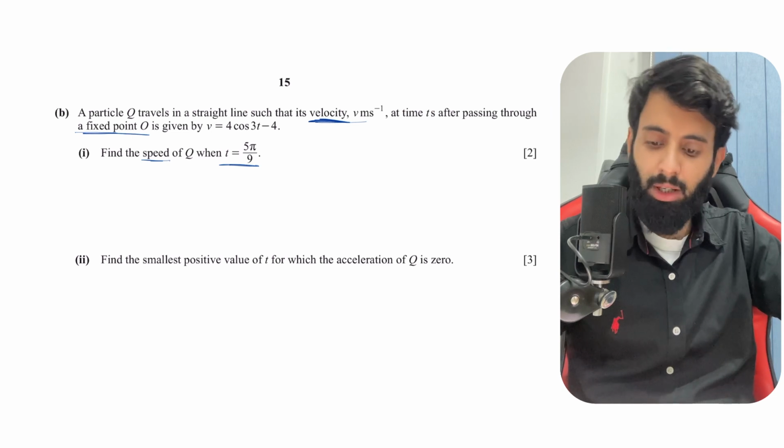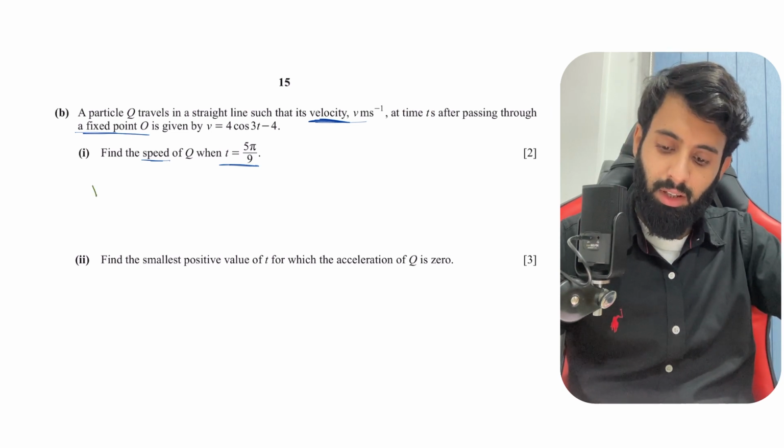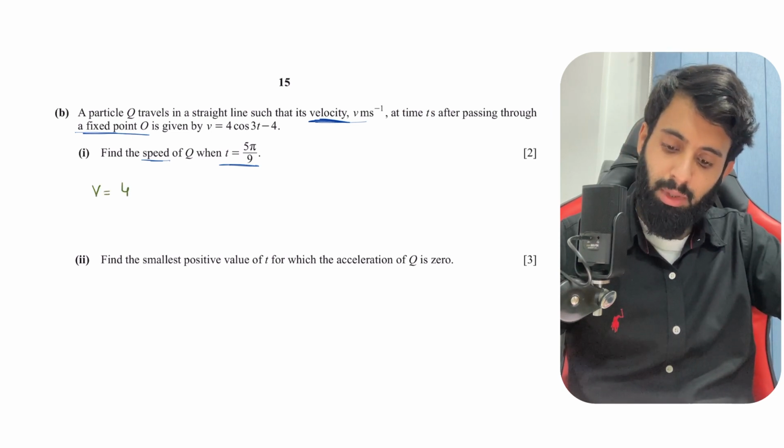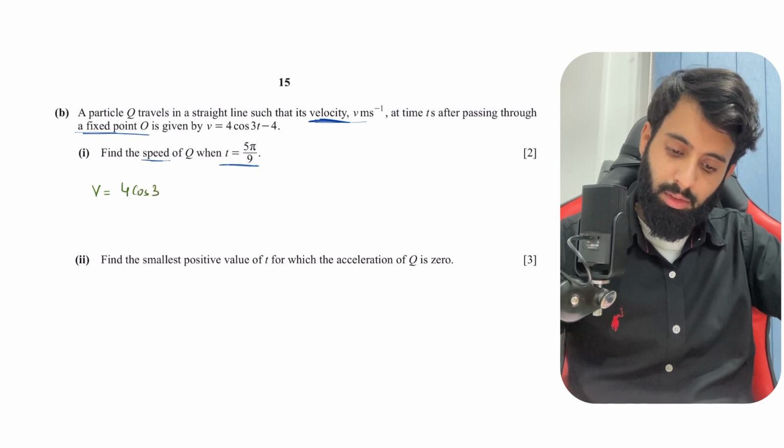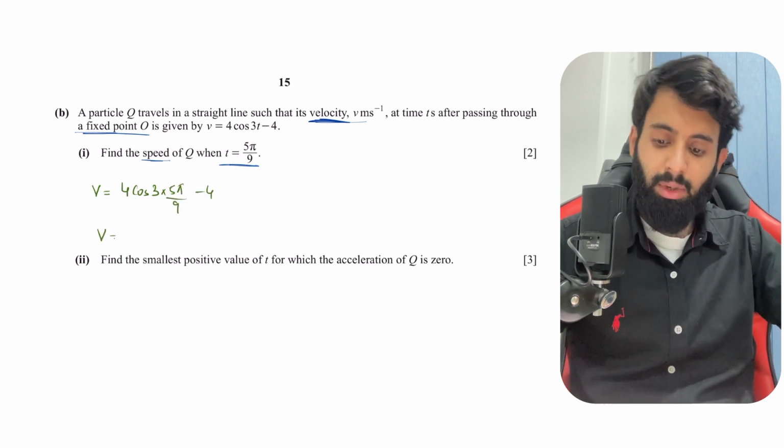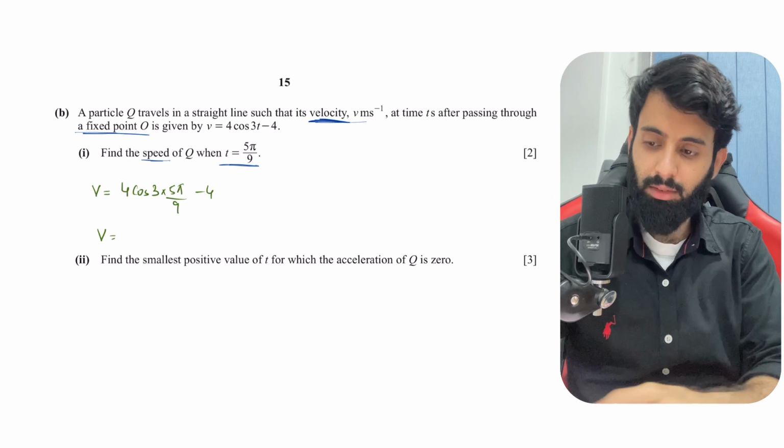I mean, in value they're the same, but speed does not have a negative sign. So all we're going to do is plug in the value of t in this equation. Okay, so 3 into 5 pi upon 9 minus 4. And when it comes to giving the final answer, let's first work out what the answer is.